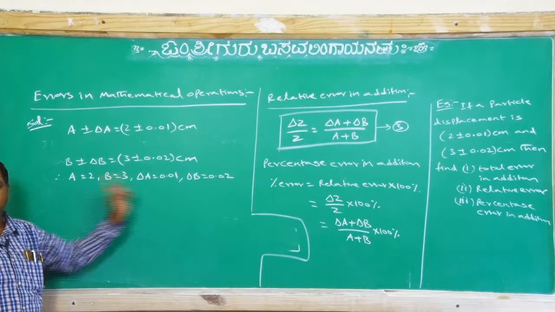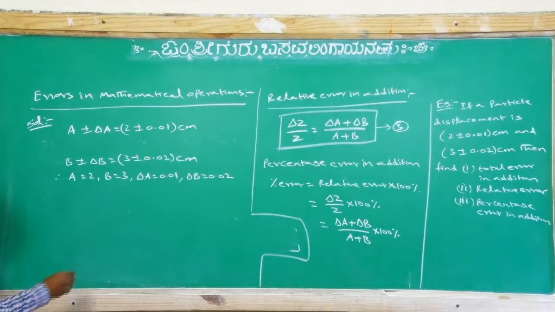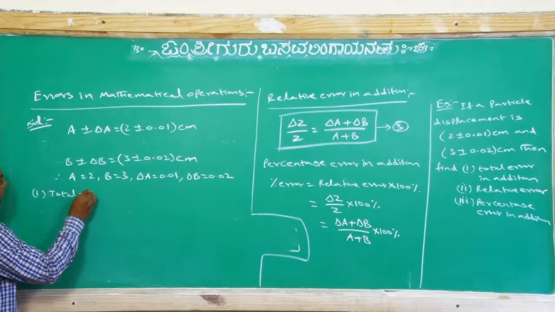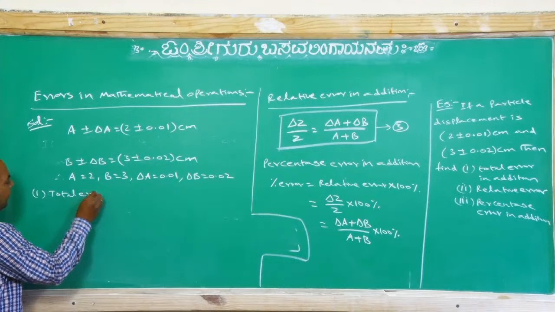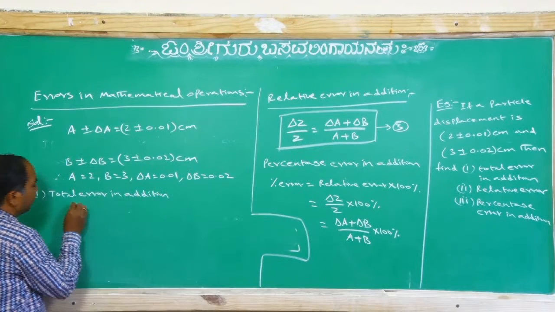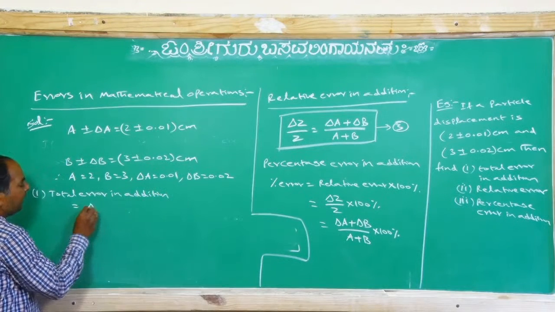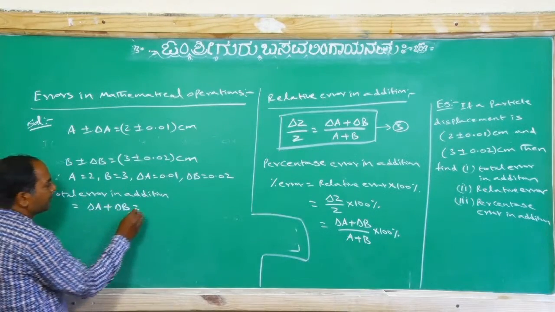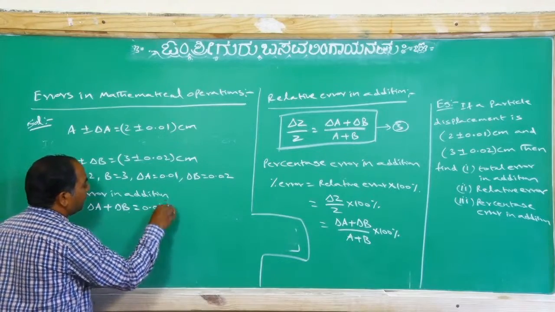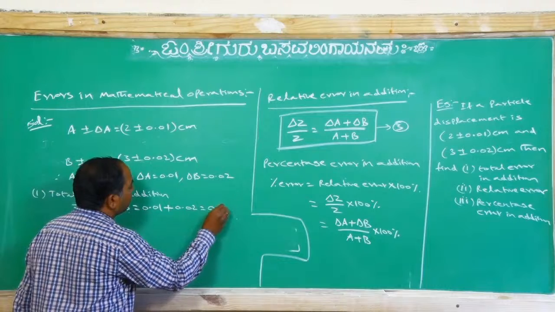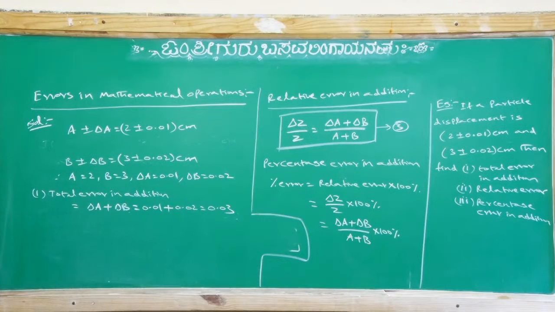Now, first we want to find the total error. What is our formula? Total error in addition is delta A plus delta B. So, delta A is 0.01 plus delta B is 0.02. That is equal to 0.03. That is the total error in addition.